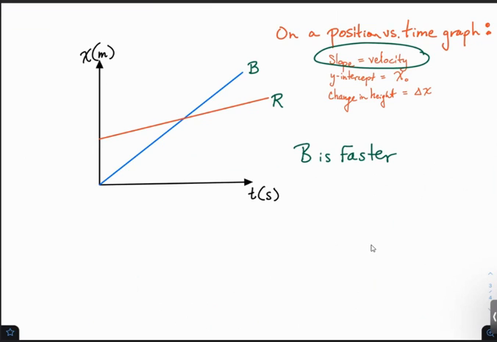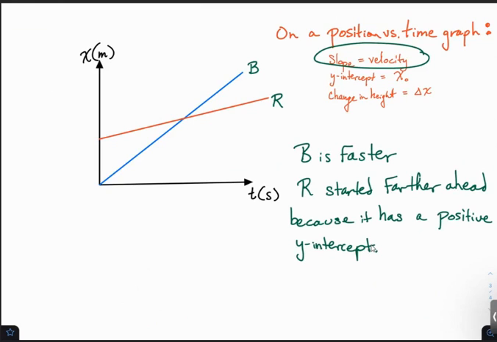Well, then what's up with R? Well, I can tell you that R started farther ahead. So I know R started farther ahead because it has a positive y-intercept, because that's right here. And I know that B started at 0. And I know B started at 0 because it goes to the origin.